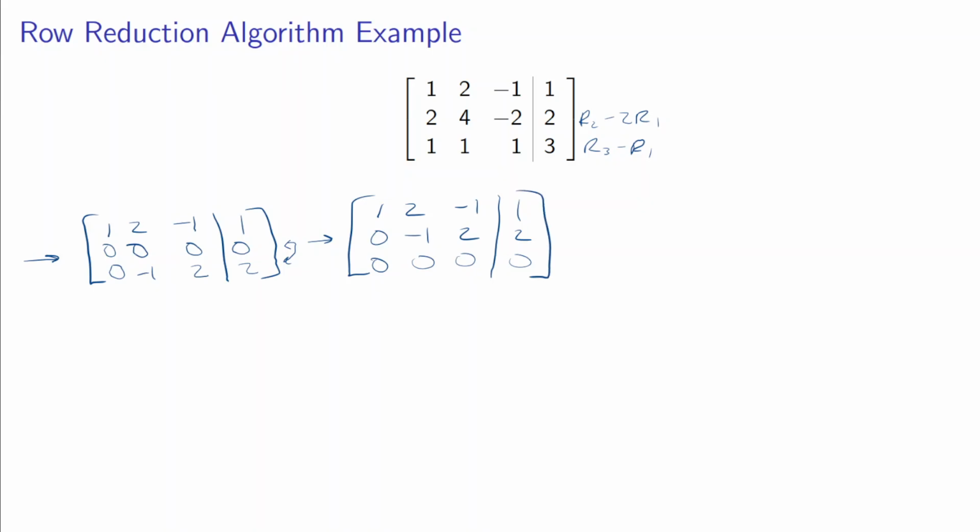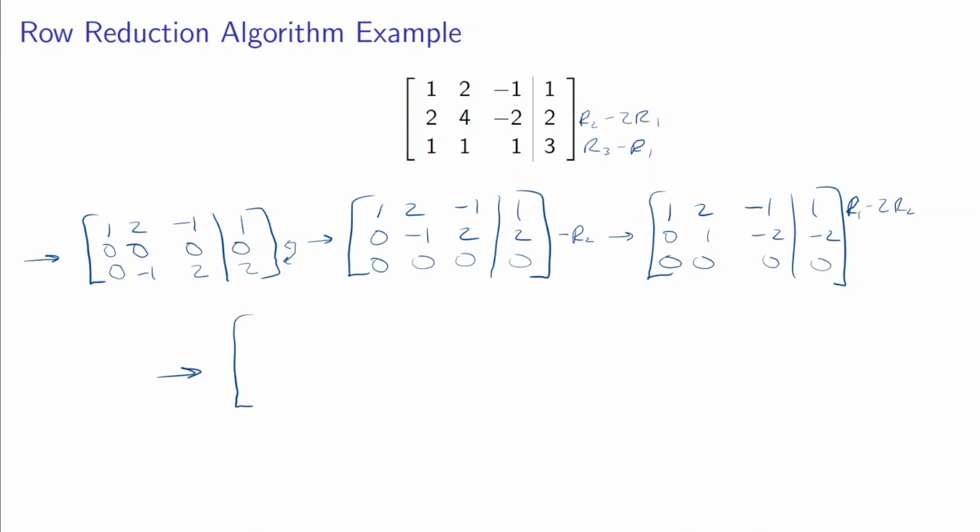We can then do a scaling of the second row by negative 1. So I'll write that as negative R2 to get a leading 1 in that row. So 1, 2, negative 1, 1, 0, 1, negative 2, negative 2, and then our row of all zeros. And then what's going to be our last step here is to get a 0 above that next leading one by doing row 1 minus 2 row 2.